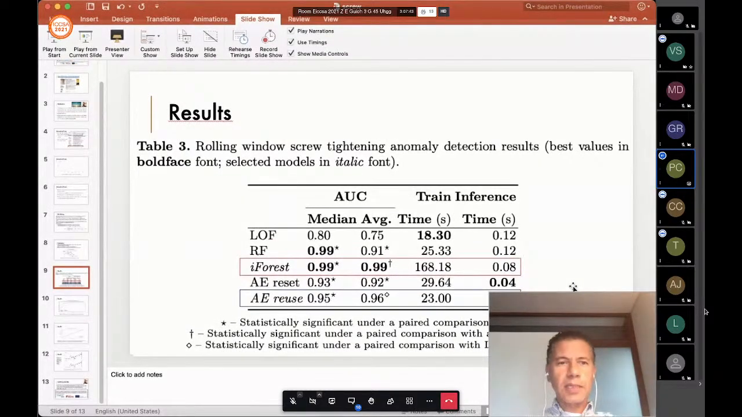Yeah, it's on this slide. The training time for the 2 days of data for isolation forest is 168 seconds. The autoencoder is just 23 seconds. So if you do a simple computation, it's worth what it's worth, but it means that basically the autoencoder is 7 times faster in terms of training.